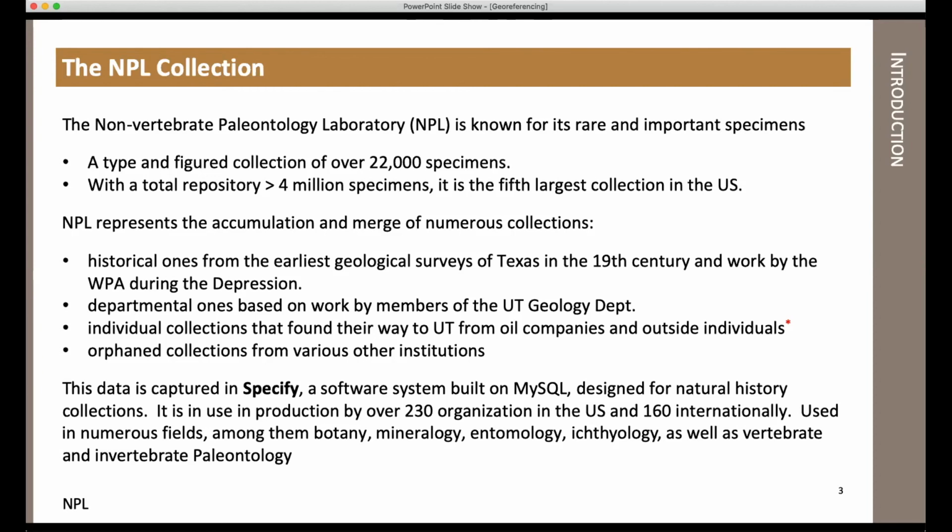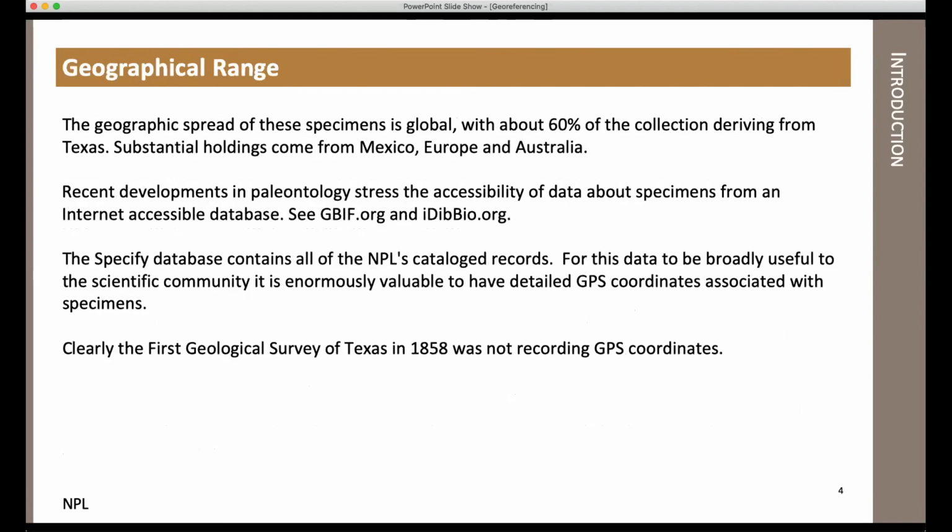All the data on these specimens is captured in a system called Specify. It's built on a MySQL database, but it's specifically designed for natural history collections. And it's used in many, well, you can see 230 organizations in the US and 160 internationally. It's used for all kinds of different collections, herpetology, mineralogy, entomology, as well as vertebrate and invertebrate paleontology. The collection includes stuff from all over the world, but about 60% of it's from Texas.